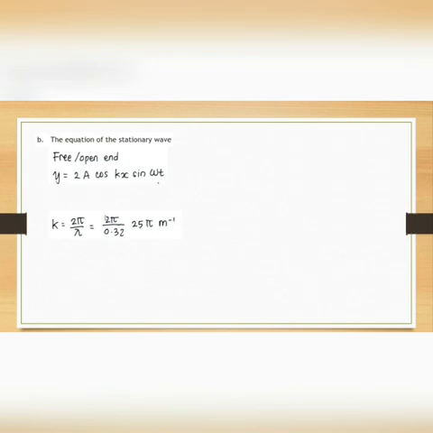And the omega here is 2 pi f. So it is 2 pi multiplied by 50 equals 100 pi radian per second. So the equation will be 2a times the cosine of 25 pi x times the sine of 100 pi t. We don't know the amplitude of the traveling wave, so just let it be.